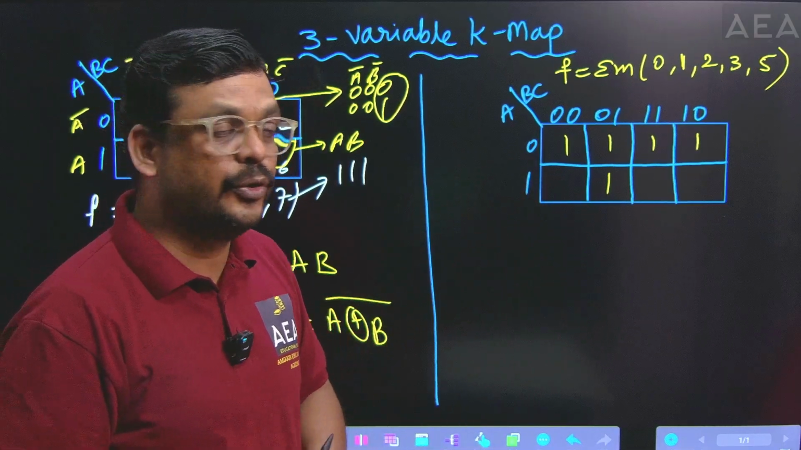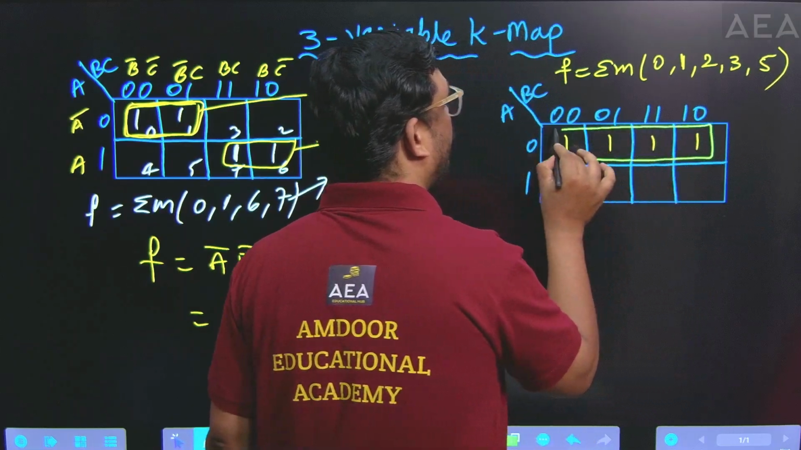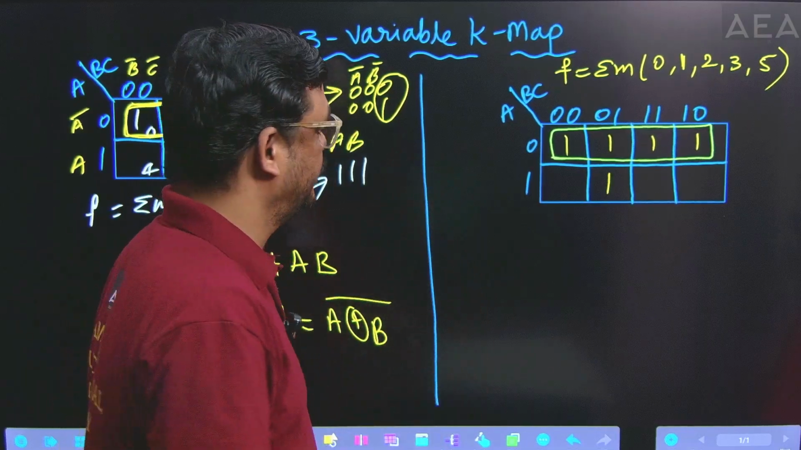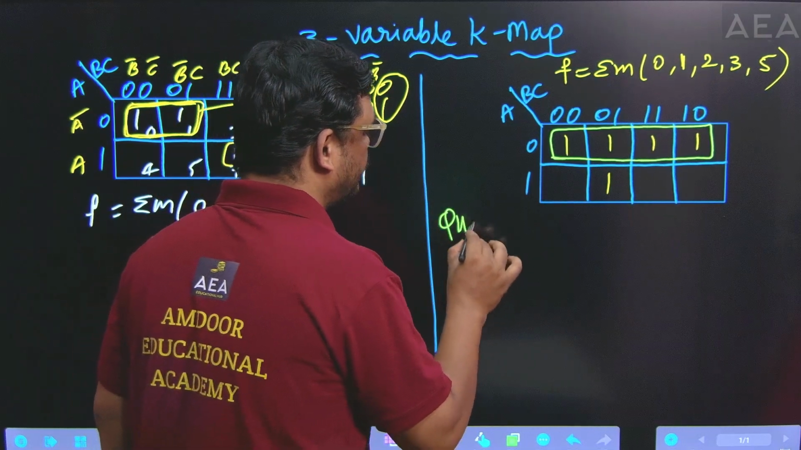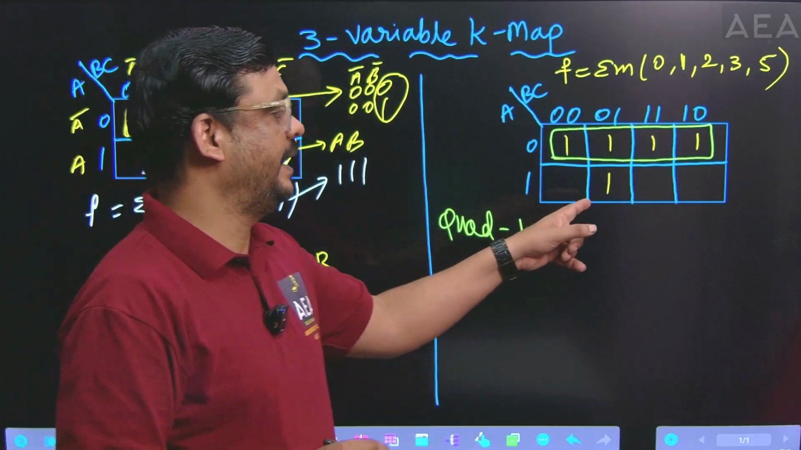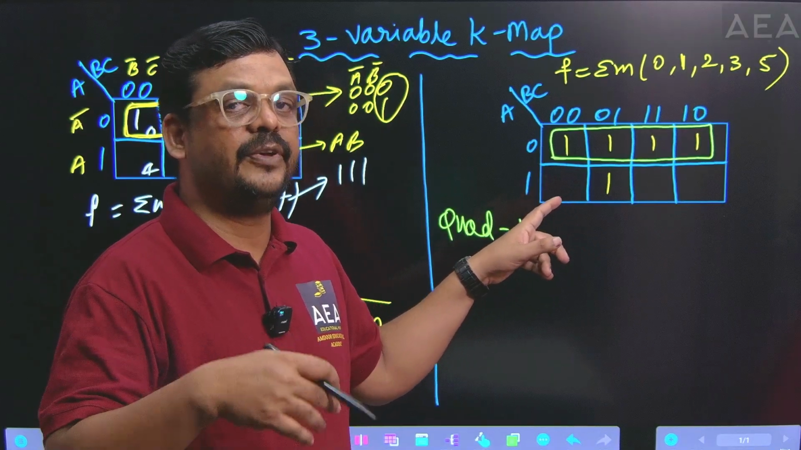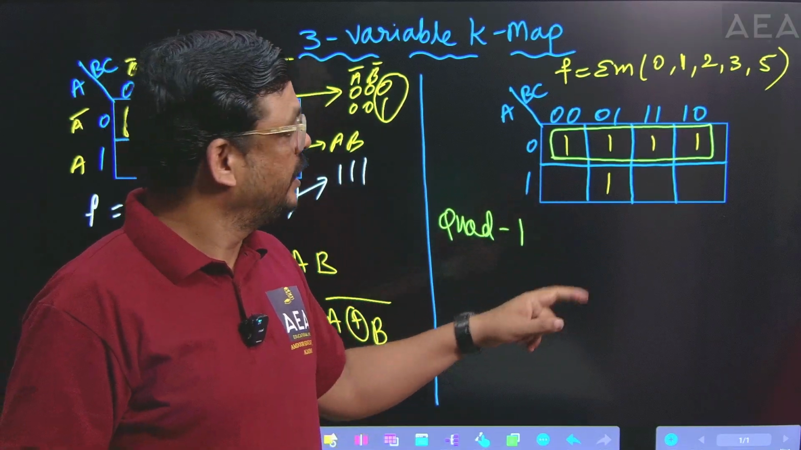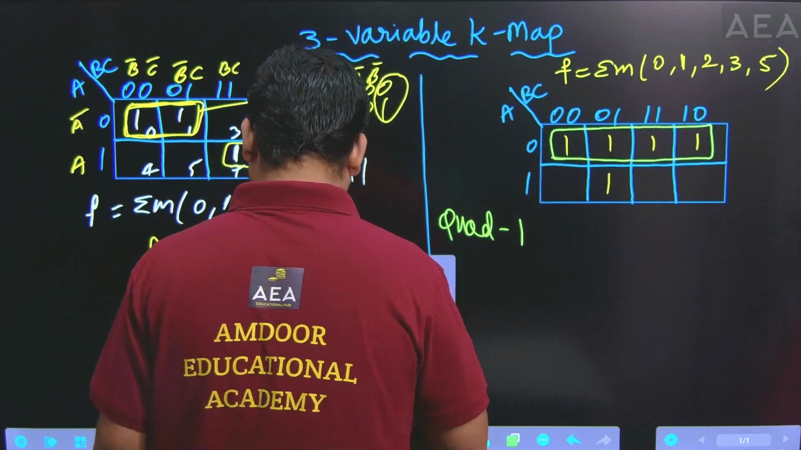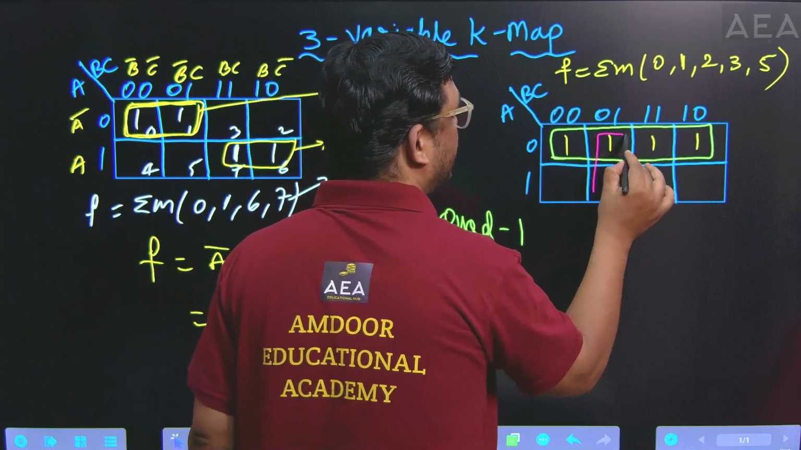Then go for groups of 4 cells. So groups of 4 cells are possible here. These 4 bits act as one group, so it acts as one quad. So number of quads, how many? 1. And one more 1 is there. The next group of 4 cells is not possible. Then we have to go for groups of 2 cells. So when 1 is there, if you combine this 1 with this one, right, then it acts as one pair.